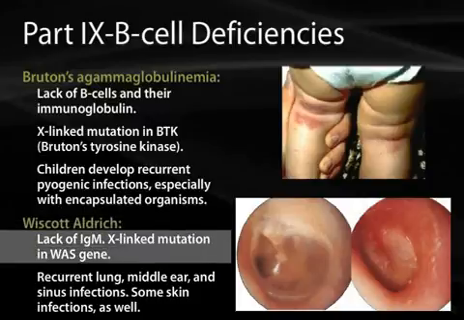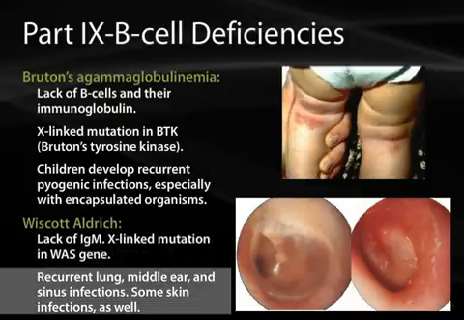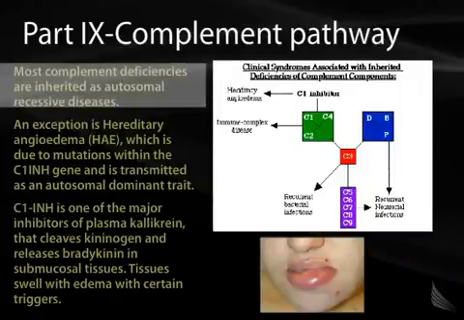Wiskott-Aldrich syndrome is a lack of IgM, an X-linked mutation in the WAS or Wiskott-Aldrich syndrome gene. You see recurrent lung, middle ear, and sinus infections, and some skin infections as well. Mostly for B cell deficiency, you want to look for those recurrent common infections like otitis media that you see here. Complement pathway also has some deficiencies.